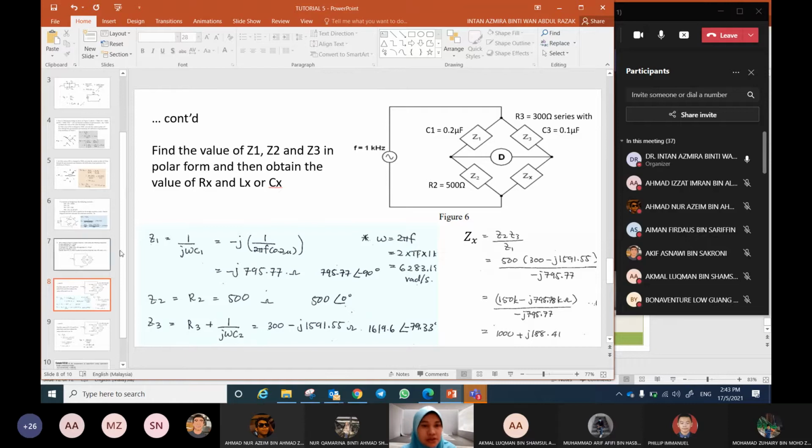Okay, class, now please try to calculate for Z1 until you get minus J this and until you get this polar form. Try it now. If you have any problem, just let me know now.